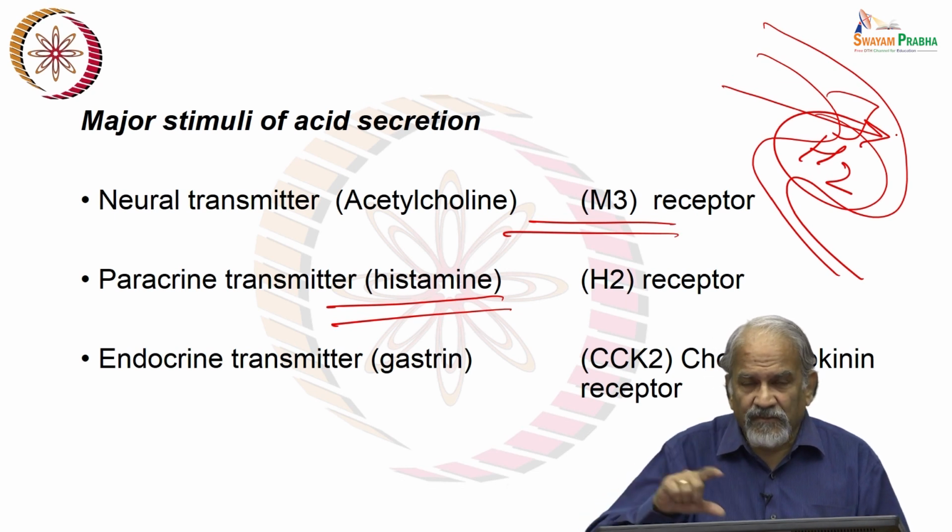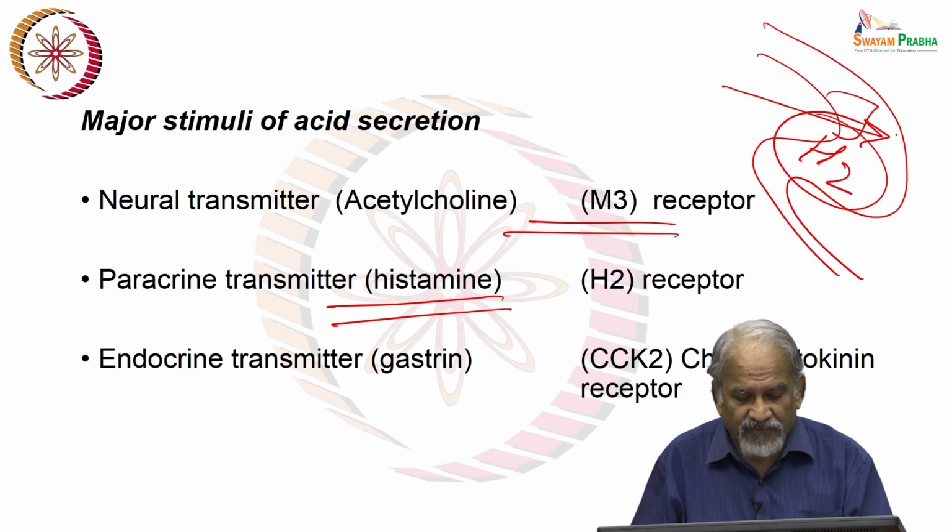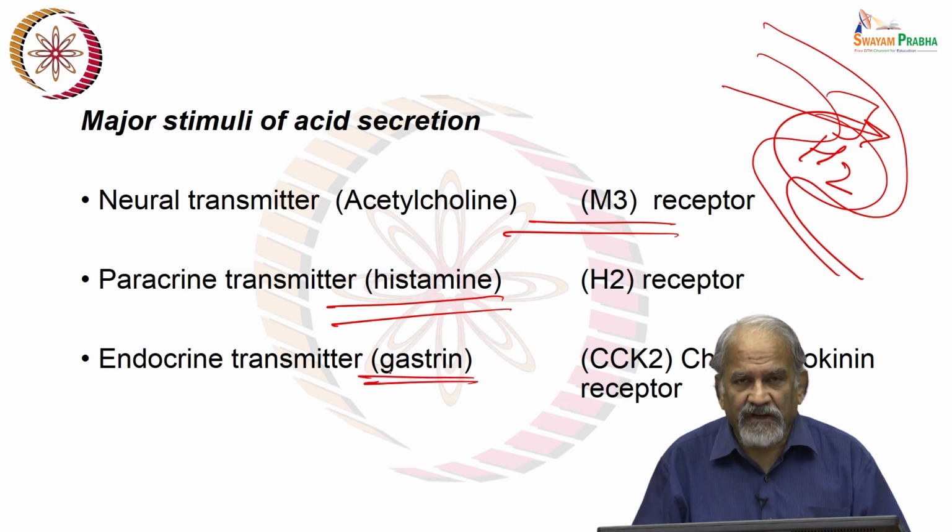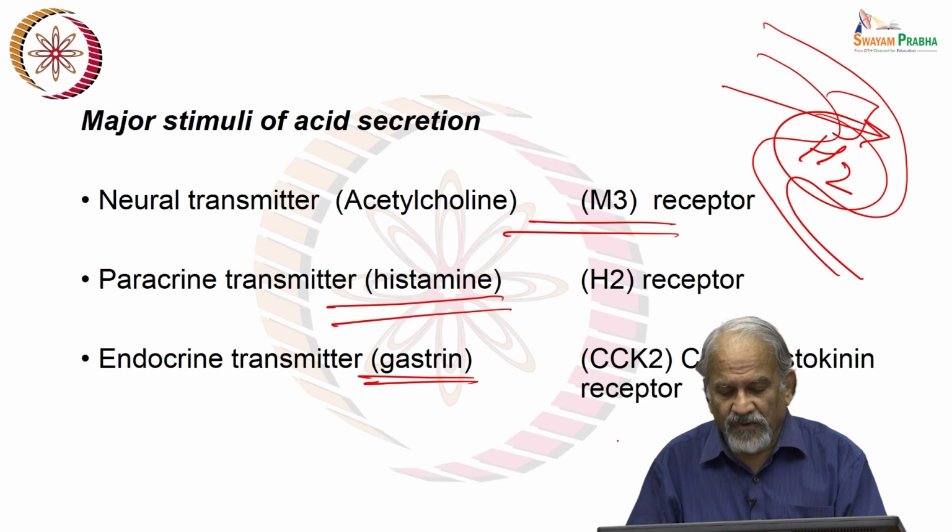The third stimulus is gastrin, and this gastrin causes release of cholecystokinin.